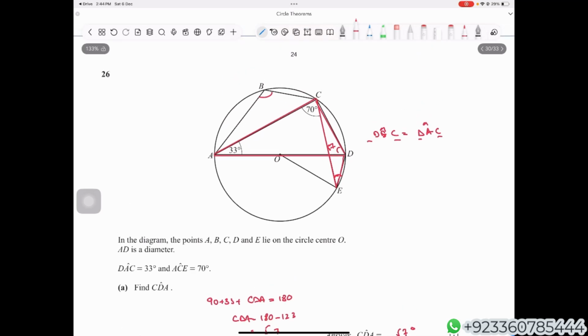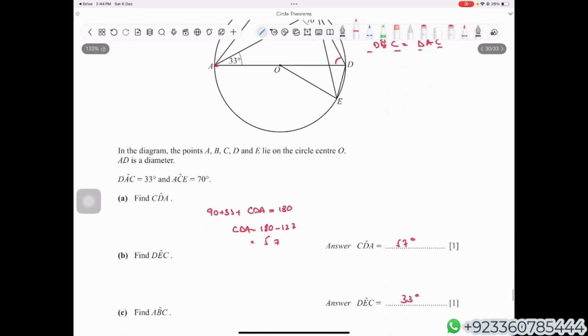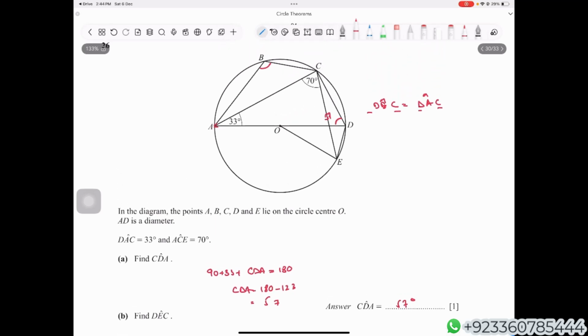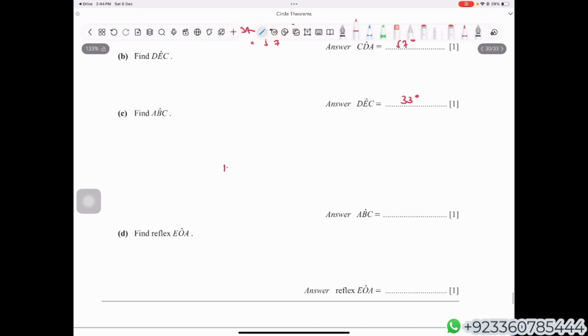You want to find ABC now. ABC is this angle over here. Again, it's a cyclic quadrilateral that is forming. Opposite angles of a cyclic quadrilateral add up to 180 degrees. So CDA we have found, which is 57. So this is 57 degrees. So it's going to be 180 minus 57 degrees, which is going to be 123. I hope this is clear.